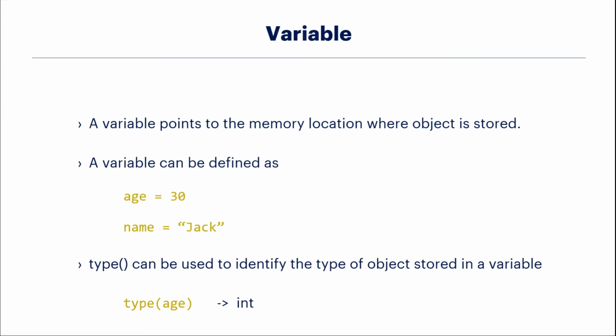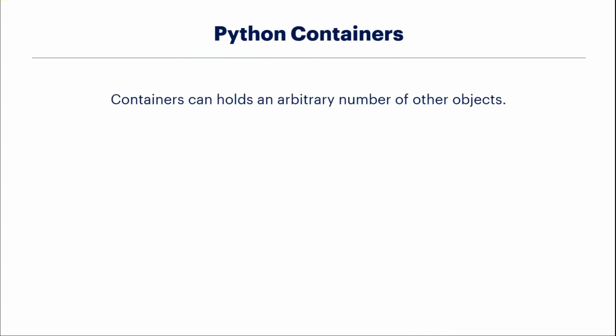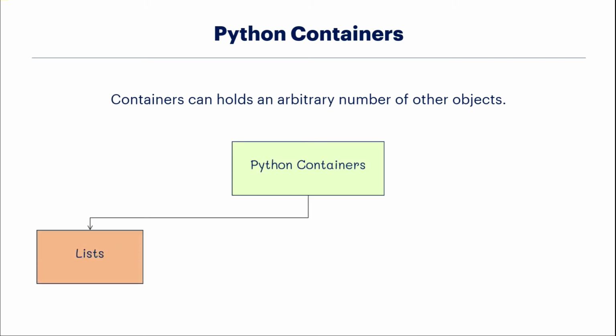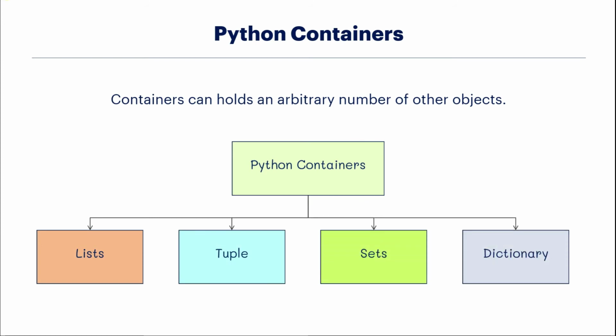We have seen some basic data types. Now let us look at container objects. They are also called data structures and can hold an arbitrary number of objects. Python provides four built-in container objects, namely list, tuple, set, and dictionary.